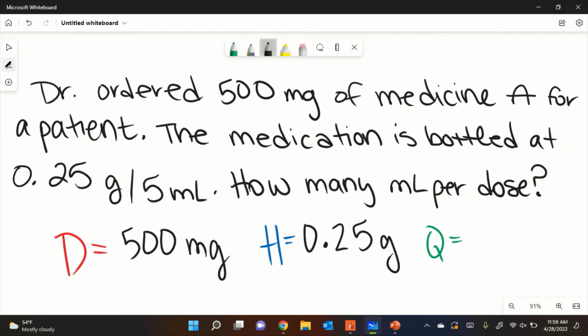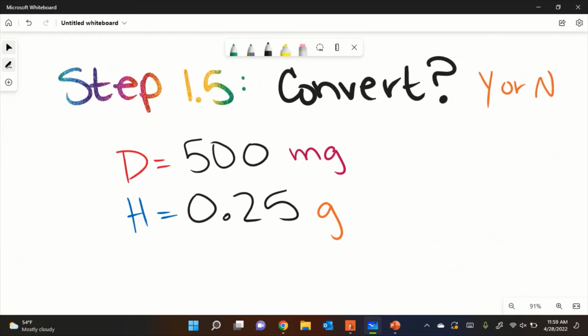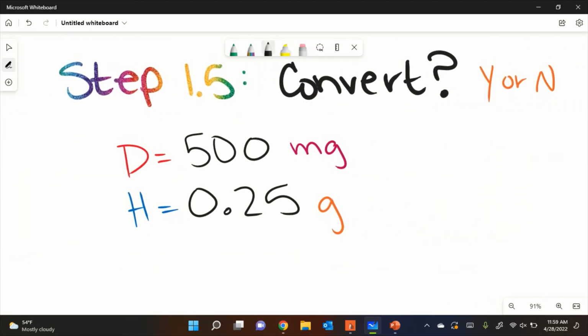Now our Q in the past has just been one tablet each time. But here we see that you can only get that much medicine if you consume 5 milliliters, if you consume this quantity of medicine. And so our Q is 5 milliliters. Now we can move on to step 1.5, which is to ask ourselves, do we need to convert anything here?